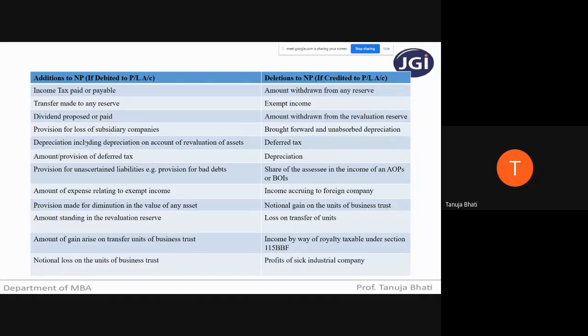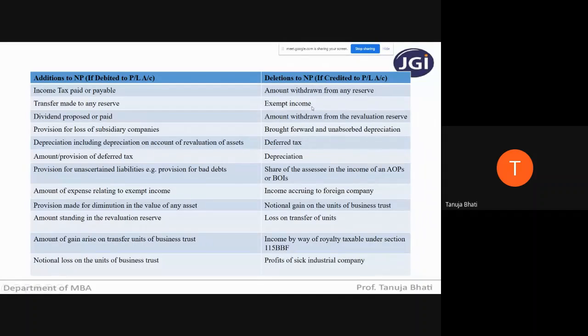Next, deductions from net profit. When I say deductions from net profit, it means the profit shall be reduced by the following amounts, the amounts that you all can see on the right hand side. The net profit has to be reduced only if these items are credited to the P&L account. So first one, amount withdrawn from any reserve. If the amount is withdrawn from any reserve or maybe any provision, and if such amount has been credited to the P&L account, it has to be reduced from the net profit.